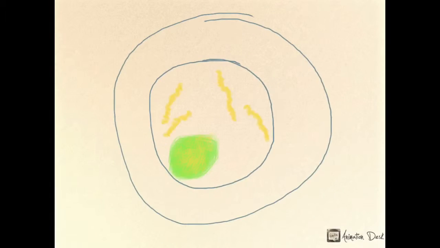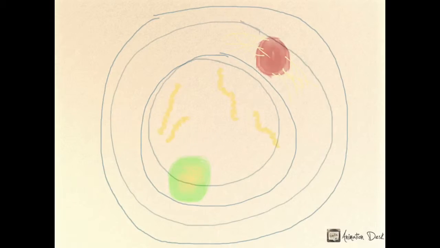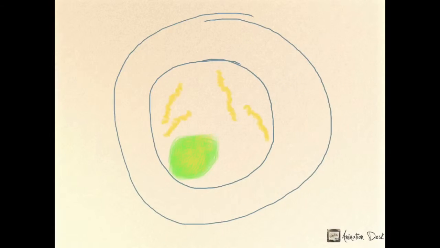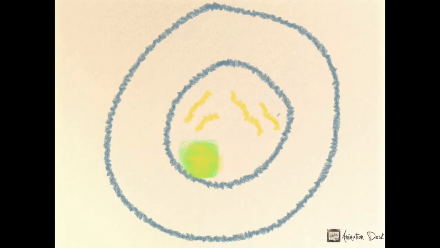At the onset of meiosis, DNA strands thicken into chromosomes. Homologous or like chromosomes begin to approach each other. Homologous chromosomes pair to form bivalents.